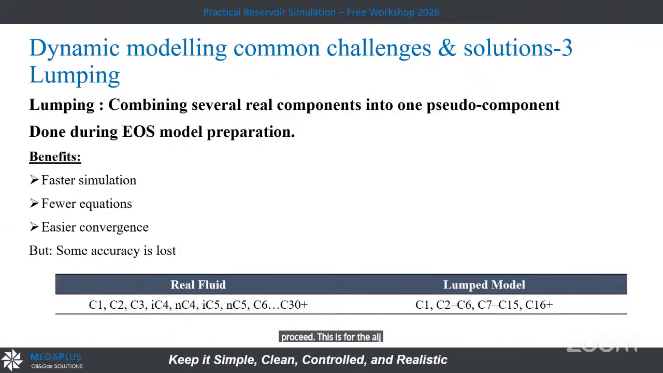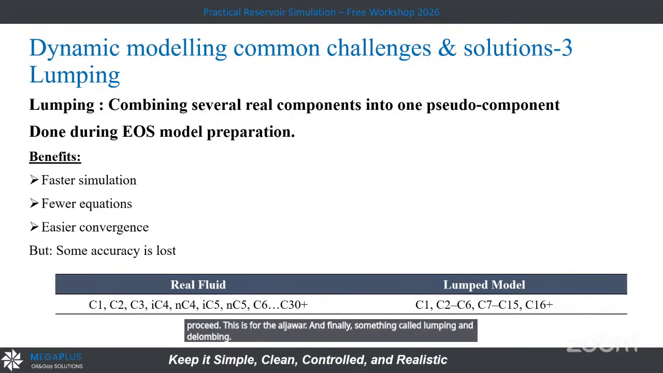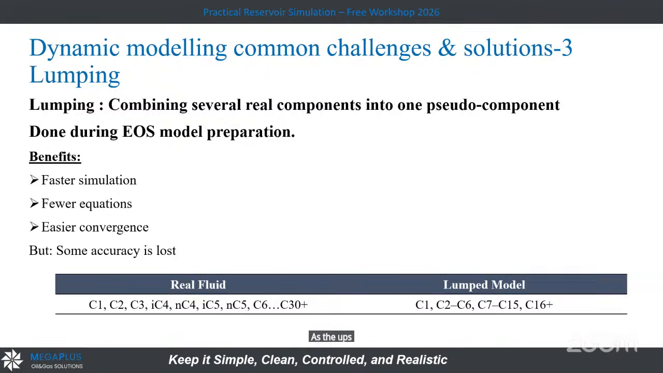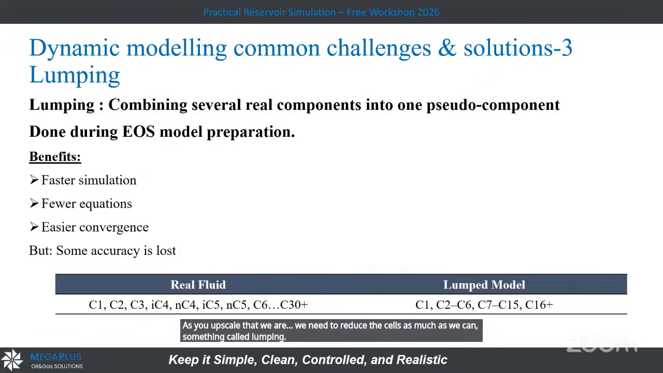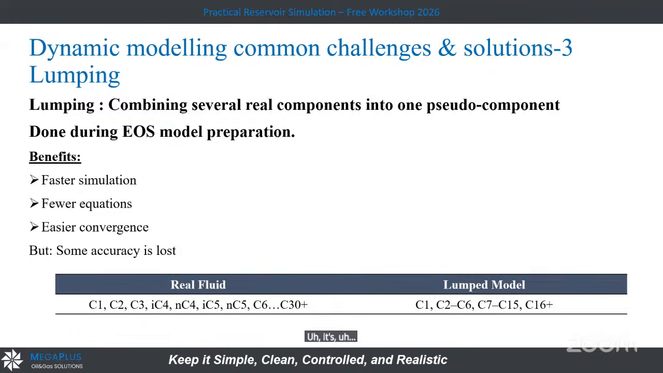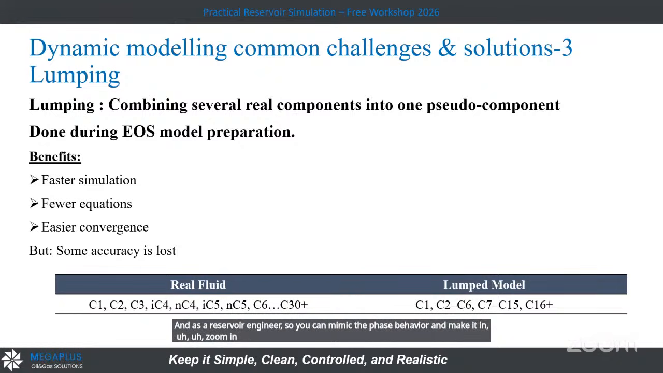And finally, something called lumping and delumping. As with the upscale, where we need to reduce the cells as much as we can, lumping is like the upscale, but in the fluid. What we do in lumping, as clever as you can be as a reservoir engineer, is mimic the phase behavior and make it zoomed in or more low. You will decrease the resolution of the components. You will make lumping.